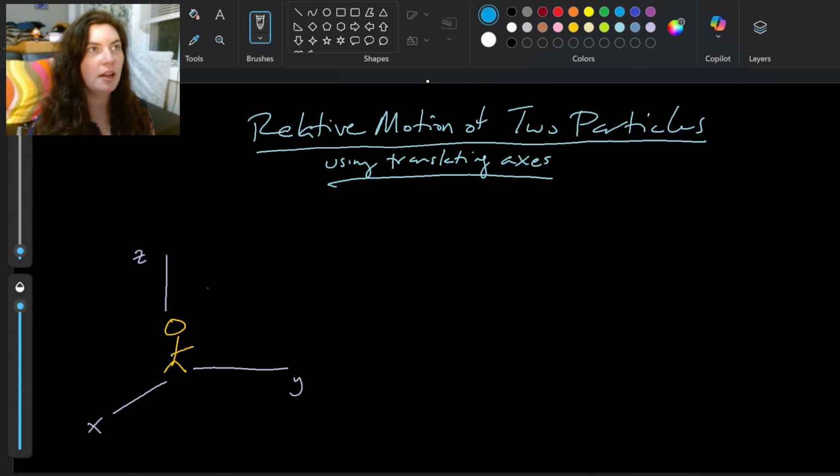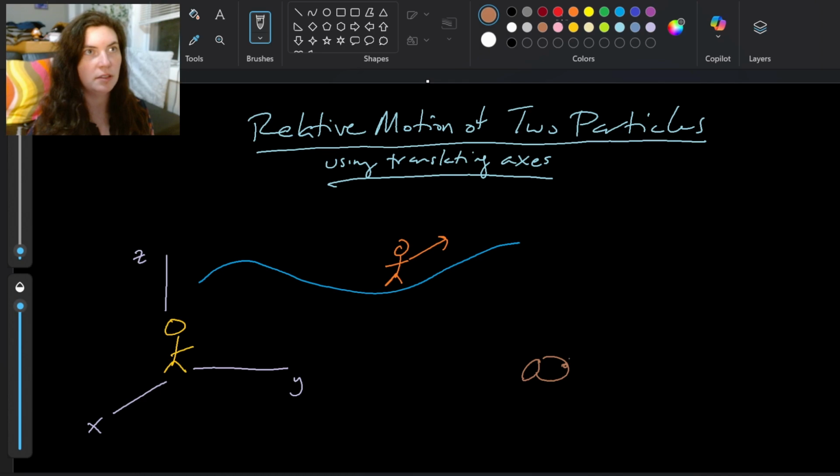And then we have another particle. Maybe we'll say, here's a guy who's running. So this guy, he's running on the path next to the lake. So he's going this way, following this path along the lake. He's moving.